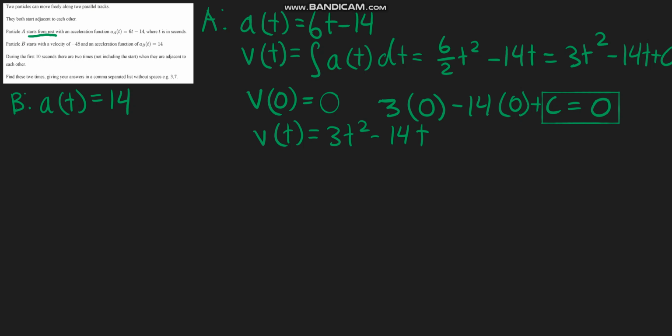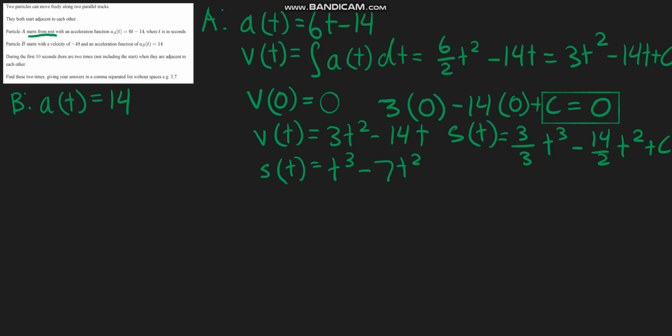Now the next thing we need to do is find its distance function by taking, again, the integral. And that would be 3 over 3 t cubed minus 14 over 2 t squared plus c. This would simplify into t cubed minus 7t squared plus c.